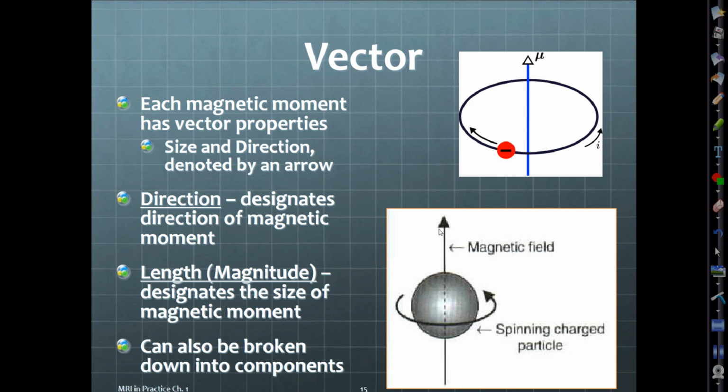The tip of the arrow denotes the direction, and how long that vector is, what we call the magnitude. You can also substitute amplitude as another word you could use, but it's just the size of the magnetic moment.